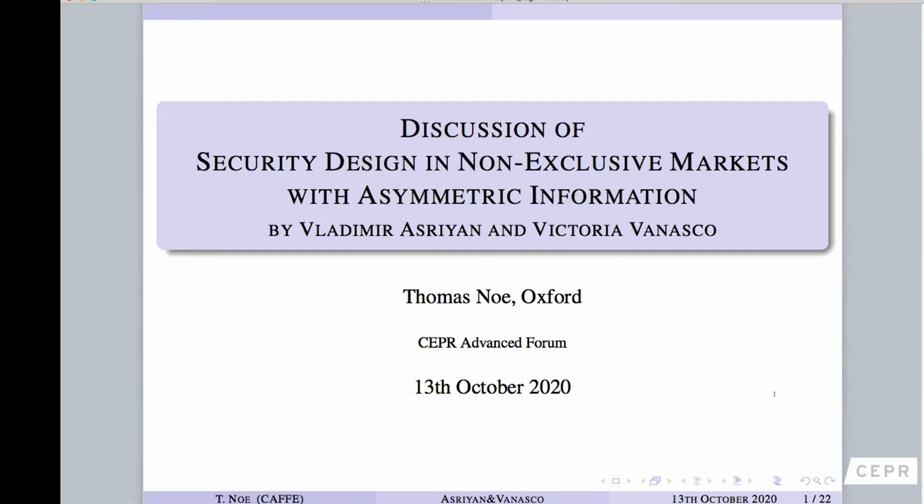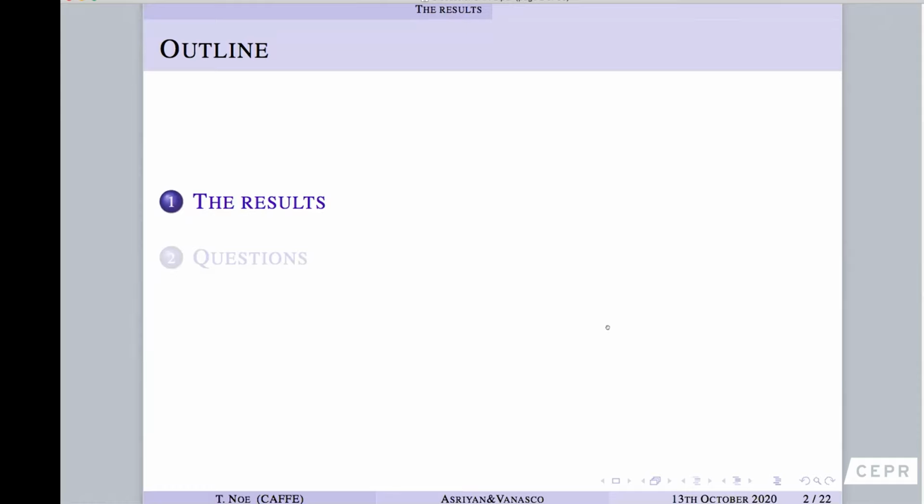So I'm going to briefly discuss the paper's results, and then I'll just have some questions for the author, since I'm sort of outside of the liquidity end of the security design world. I'm more in the investment, corporate investment end of security design. Hopefully my comments will be useful, because maybe they would reflect the comments that someone else would have if they were also viewing it from an outsider's perspective.